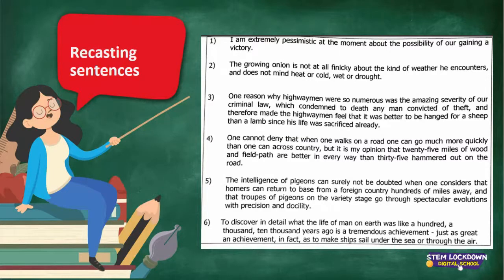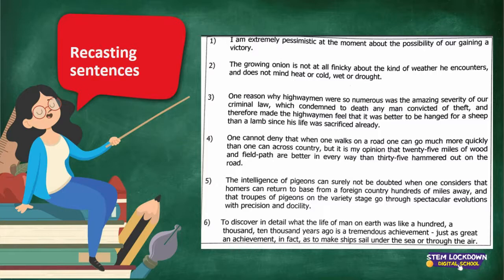So we can say, I am pessimistic at the moment about the possibility of our gaining a victory. Now, I am not sure. I know we are not going to win. That's being pessimistic. So you will replace all these words with a simple sentence.